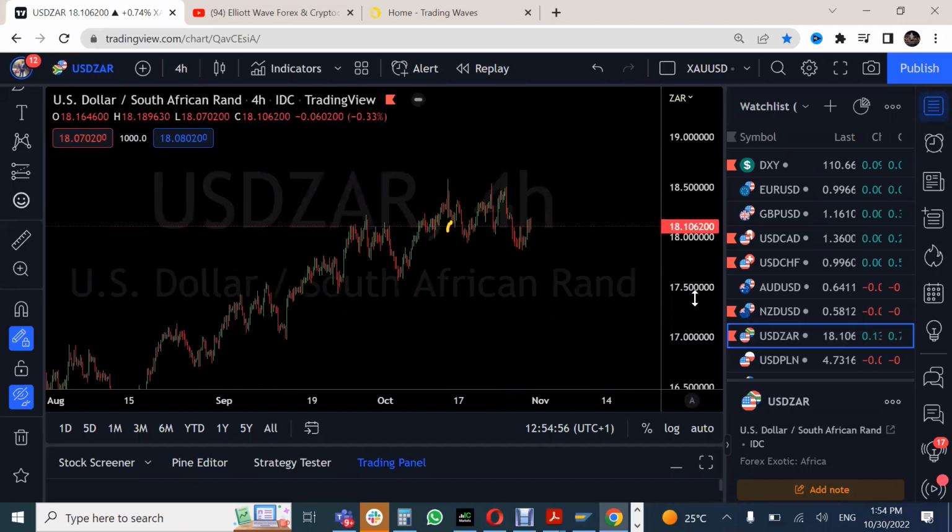Right, so US dollar ZAR looks to have made this regular flat. So we need to see if this is going to play out. And it looks like a textbook regular flat with 1, 2, 3 down, 1, 2, 3 up, with an impulsive move down and a move to the upside.